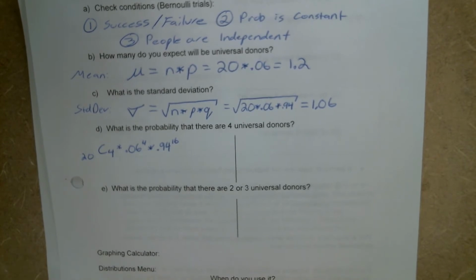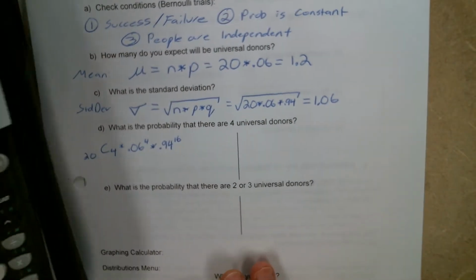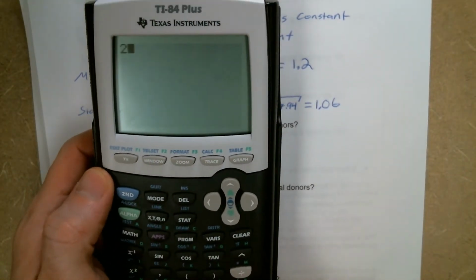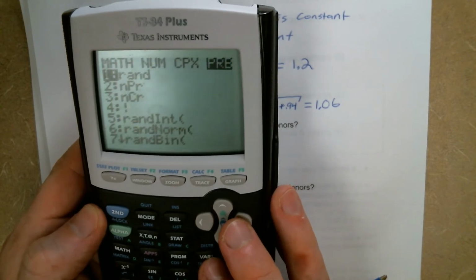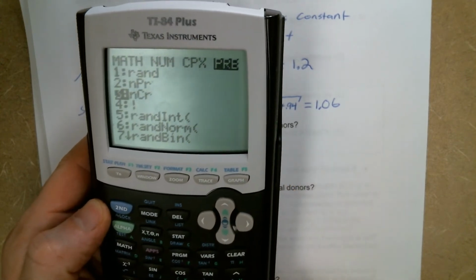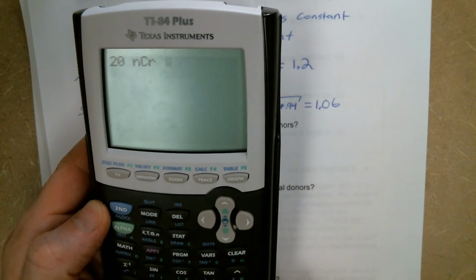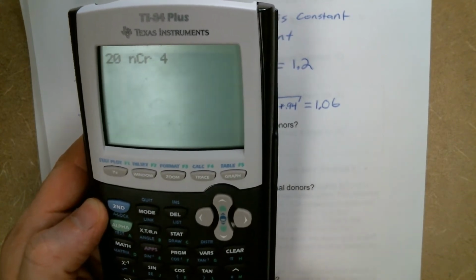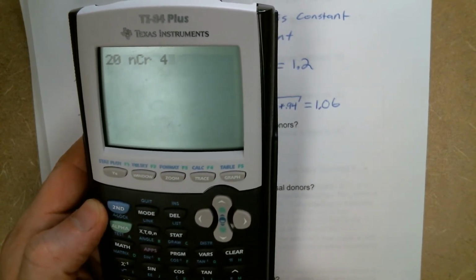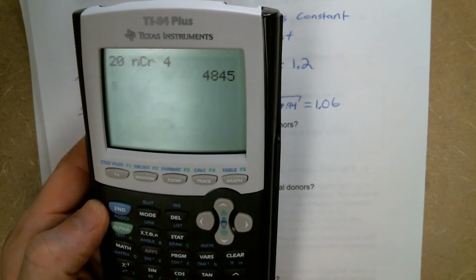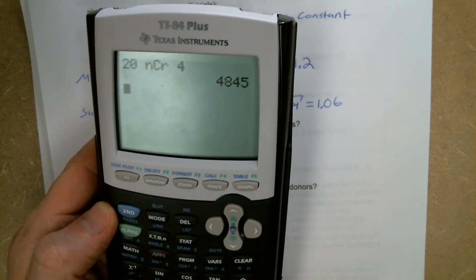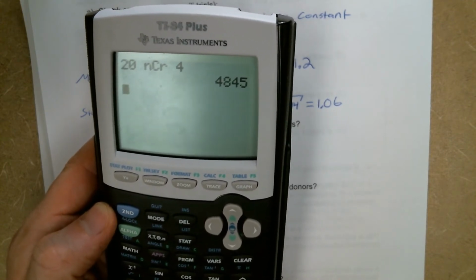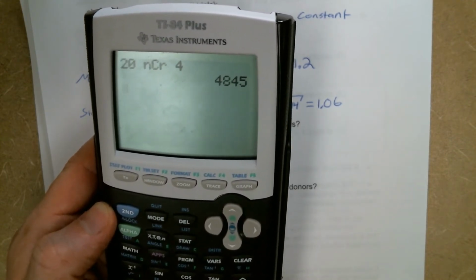All right, so if we start to type this in, we can go to 20, and then we can go to math, probability, and you're going to see this nCr. So I type the 20 in first, then I type in the 4. I'm just going to hit enter right now so that you can see that. There are 4,845 ways to select 4 successes with 20 different people. So there's a lot of different ways.